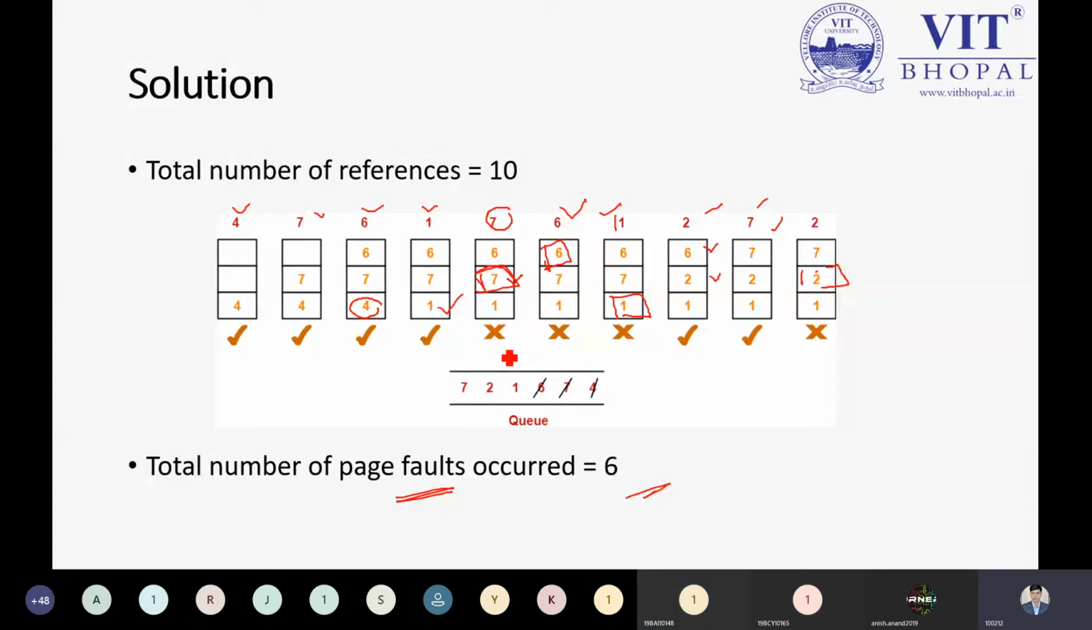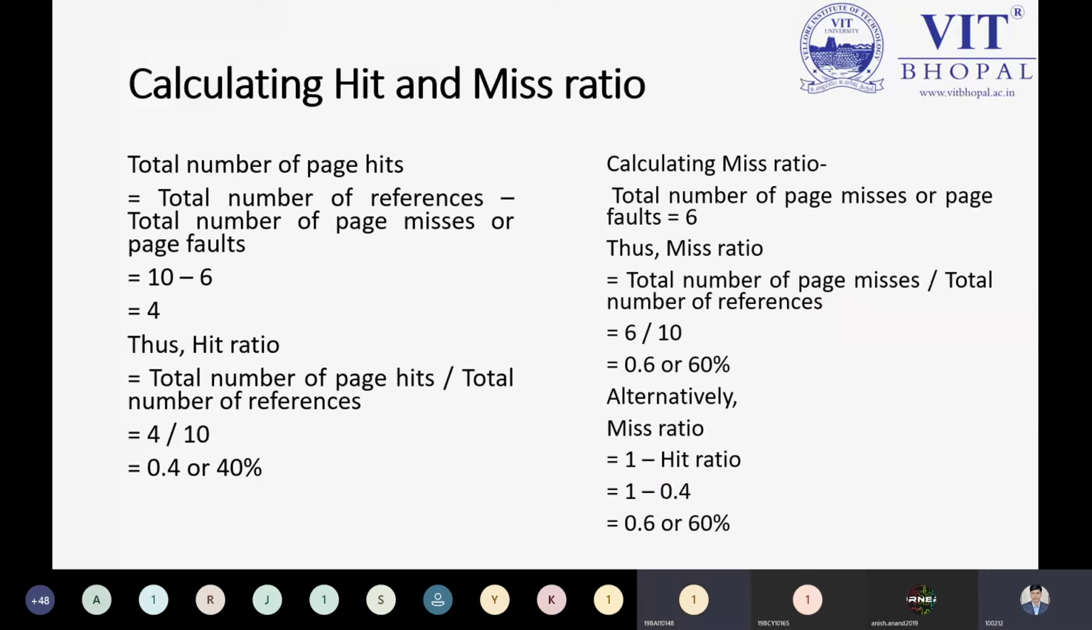Okay, so I am just coming to calculating the hit and miss also. Total number of page hits can be calculated from the total number of references. How many references do we have? Sorry, total number of references we have is 10 and number of faults we have is 6. So this 4 is our hit ratio. You can find the percentage by 4 divided by 10, so we have a 40% hit ratio.